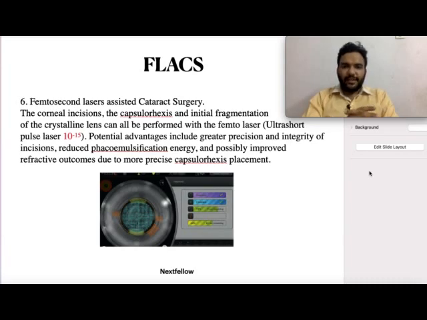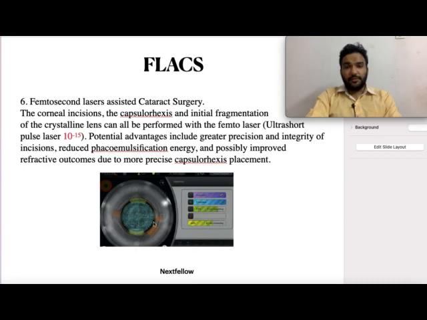So now the latest technology is FLACS, that is femtosecond laser assisted cataract surgery. This is how it is computerized. If you get an image question like this, what is this? It is basically FLACS, which is femtosecond laser assisted cataract surgery. What we do is the capsular excess is being done by the computer. The emulsification part of it, fragmentation, is done by the computer.